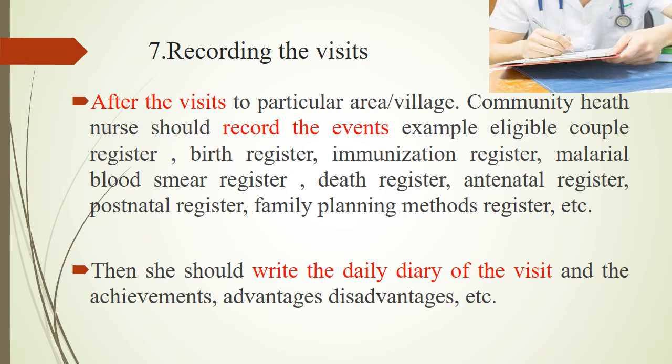For example, today if she went to any house with eligible couples, she will enter it in the eligible couple register. Or if she conducted a birth, she will enter it in the birth register. Or if she went for an immunization program, she will enter it in the immunization register. Like that she will maintain n number of registers. Then she should write the daily report of the visit and the achievements, advantages and disadvantages. This is recording the visit.